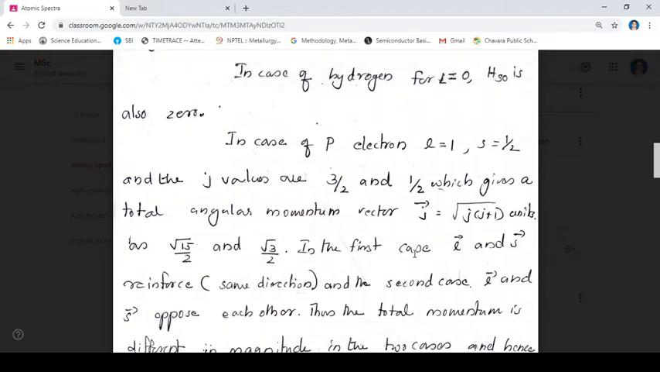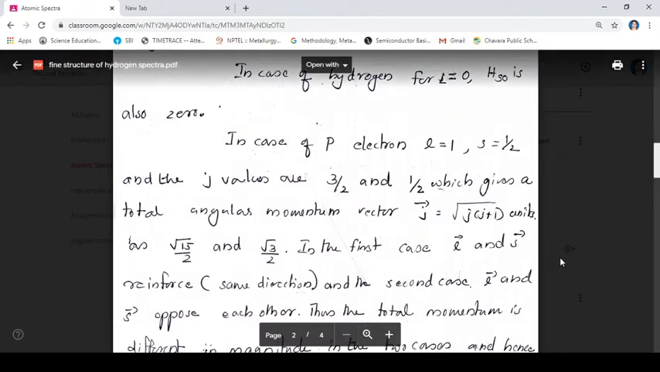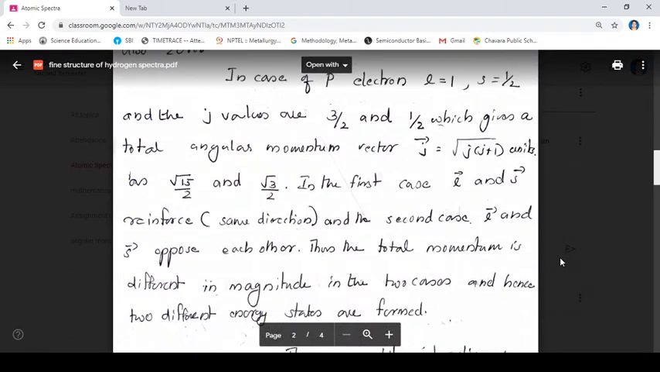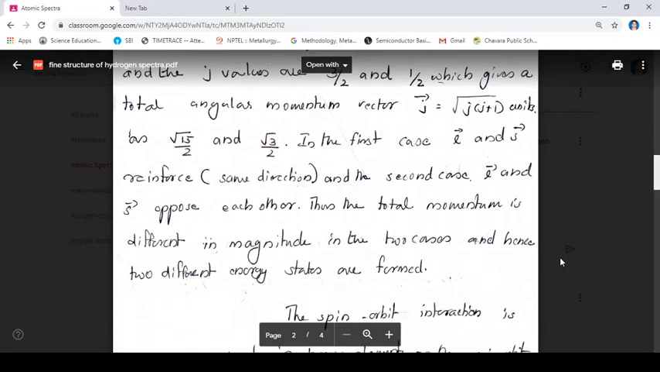In the first case, L and S reinforce, which means L and S are in the same direction. In the second case, L and S oppose each other. Thus the total angular momentum is different in magnitude in the two cases, and hence, since the momentum is different, instead of a single energy state there will be two different energy states.